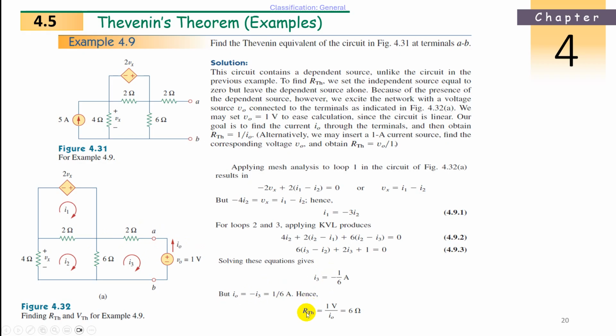So then what is R Thevenin now? R Thevenin is nothing but V0 divided by I0. V0 we already know is 1 volt, what we applied. I0 we calculated as 1 by 6. So 1 divided by 1 by 6 is 6 ohms. So we got 6 ohms as the R Thevenin. This is a slight 3 or 4 steps more when we have a dependent source. If it doesn't have a dependent source, then directly open the terminals, look back from the terminals, and find the equivalent resistance, meaning series and parallel combination.